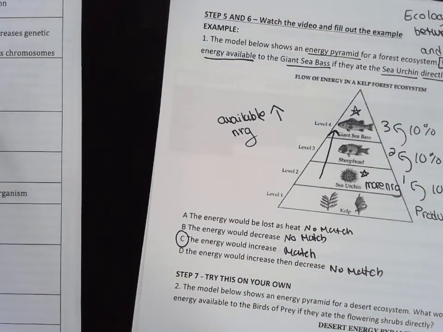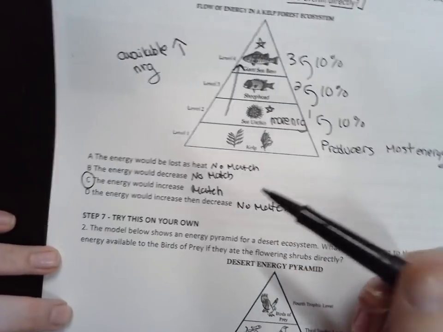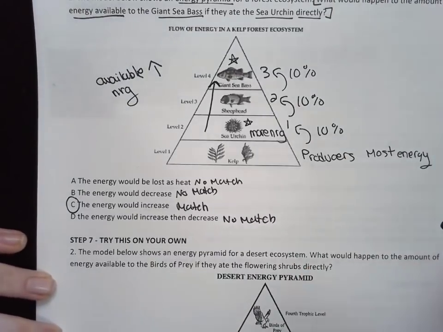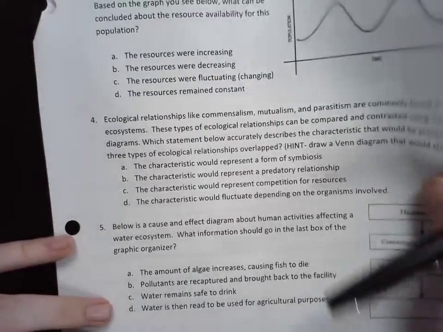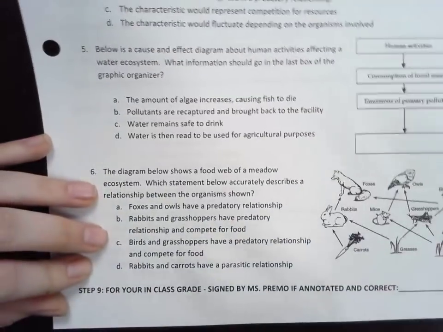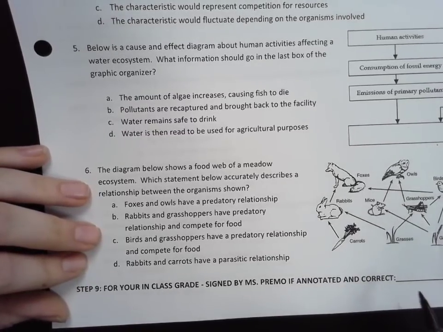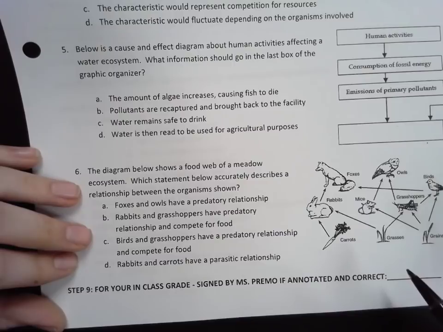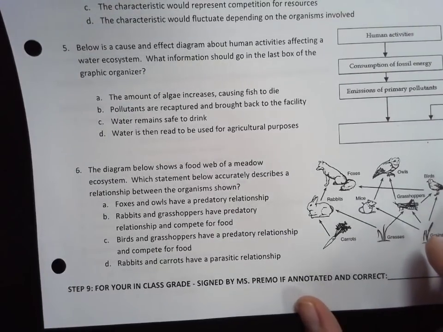For the rest of your time, you are going to do number 2 using the model that we just created about how energy flows through an ecosystem. You're then going to flip your page and do numbers 3 through 6. So you need to annotate an answer. And then when you're done with that, you're going to get my signature because this is going to be your grade for in class today. So get started and raise your hand if you have any questions for me. Have fun.